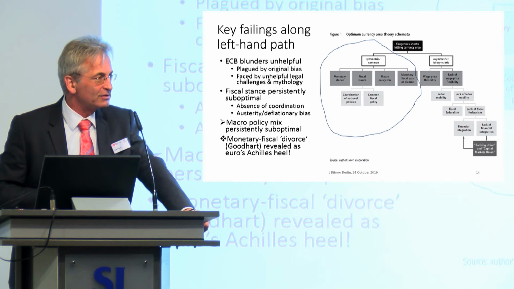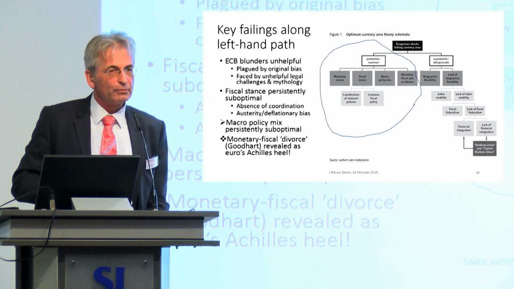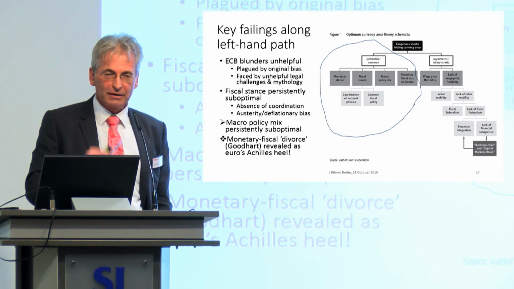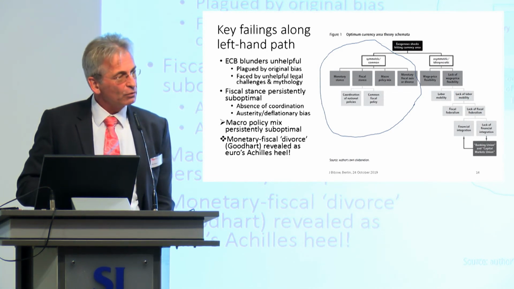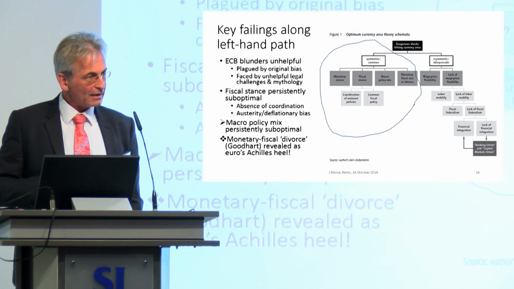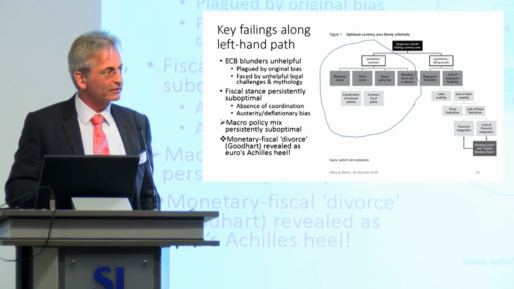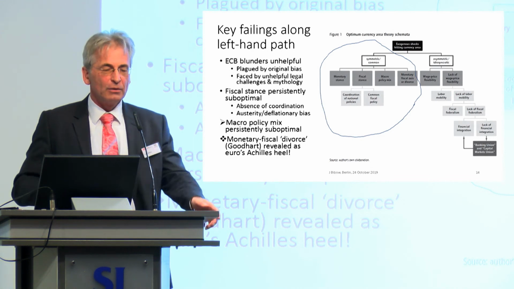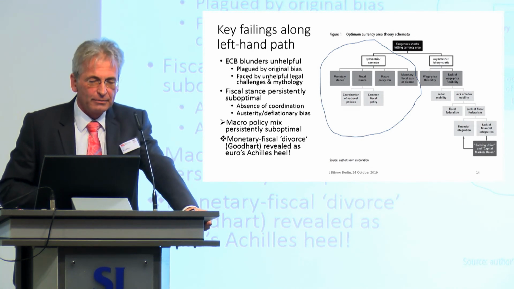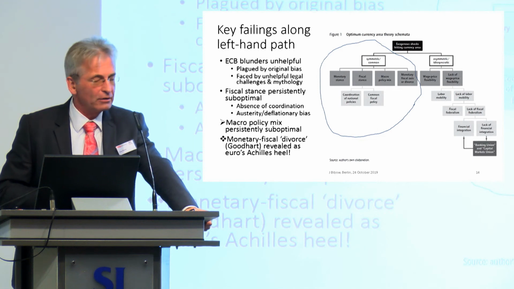And add to this what Charles Goodhart, before the euro, pointed out as the Achilles heel, this divorce between fiscal and monetary policy, which played out during the crisis, the famous doom loop, right? This is, I think, where the key problems played out, not on the right-hand side, on the left-hand side.